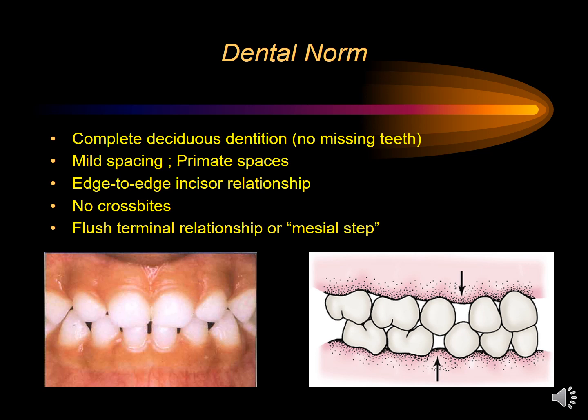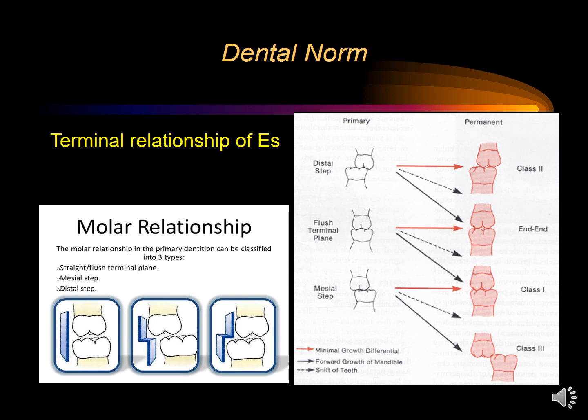Okay, let's look at a dental norm. In the deciduous dentition, the norm is that there should be a complete deciduous dentition, meaning no missing teeth. Mild spacing should be present with primate spaces. Edge to edge incisor relationship should be present. There should be no crossbites, and the molar relationship should be a flush terminal plane or a mesial step. The distal step generally leads to the formation of a class 2.